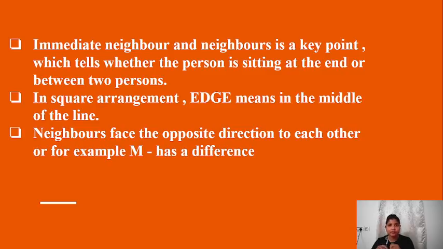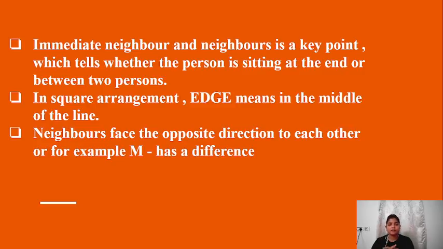And in square arrangement, sometimes we get confused that the edge is at the corner, but no, in the arrangement edge means the middle of the line. If we have a square arrangement, apart from the corners, the middle of the line, where the person is sitting in the middle of that line, means edge, in a square arrangement or any rhombus arrangement or any other polygon based arrangement.